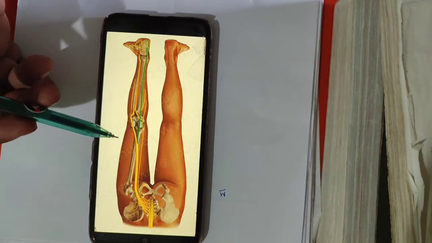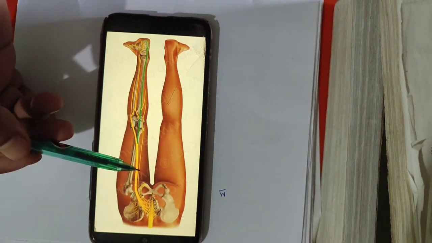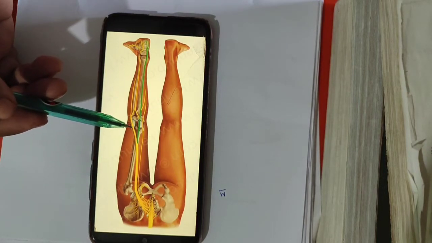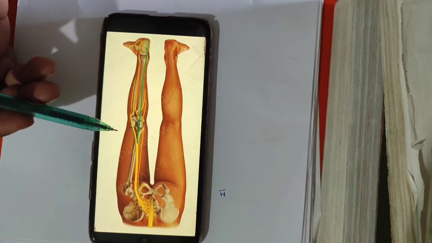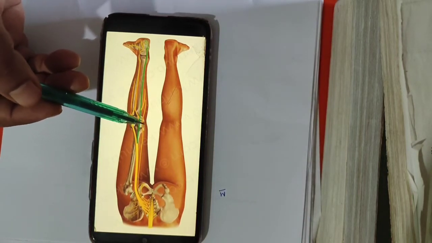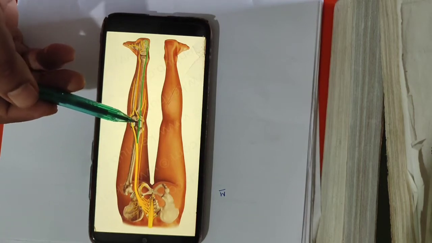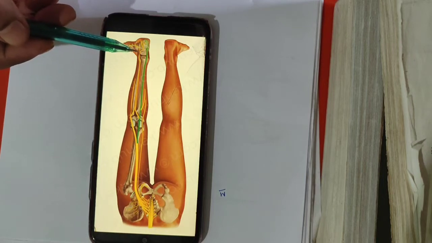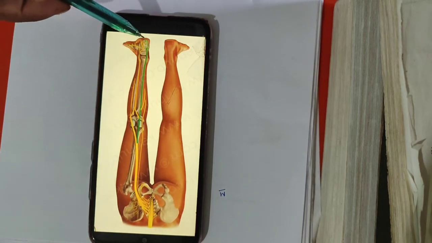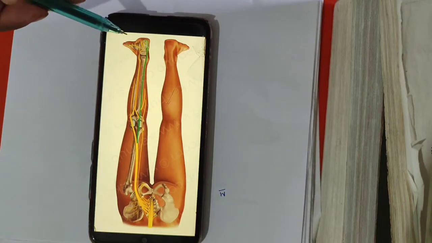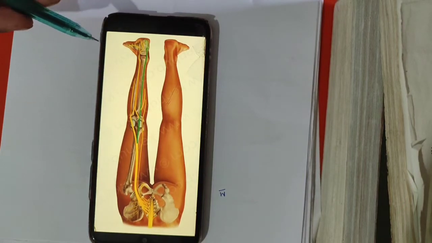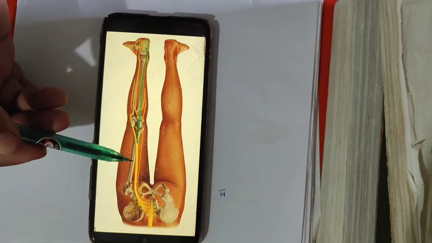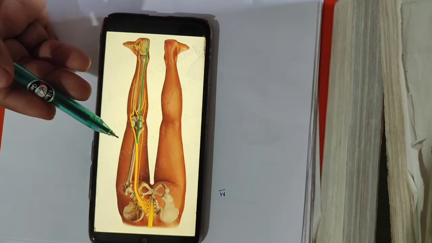The tibial nerve is the largest terminal branch of the sciatic nerve, with root values of L4, L5, S1, S2 and S3. It supplies both the superficial and deep muscles of the popliteal fossa and back of the leg, and it also gives the plantar branch for the sole of the foot. So the origin of the tibial nerve is from the sciatic nerve, L4 to S3.